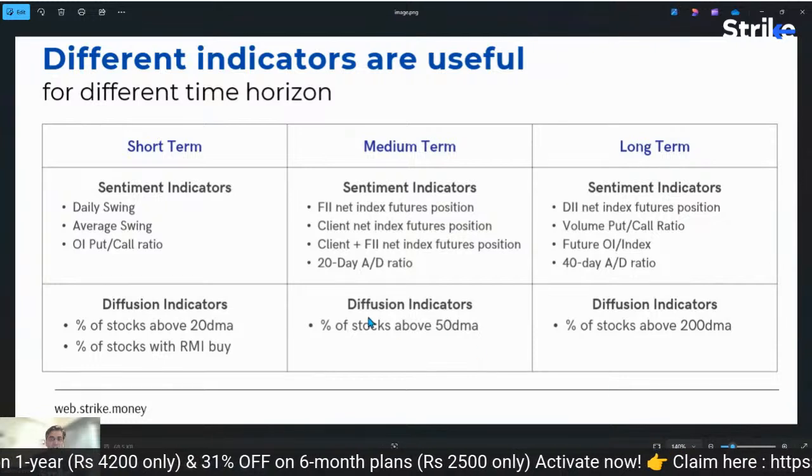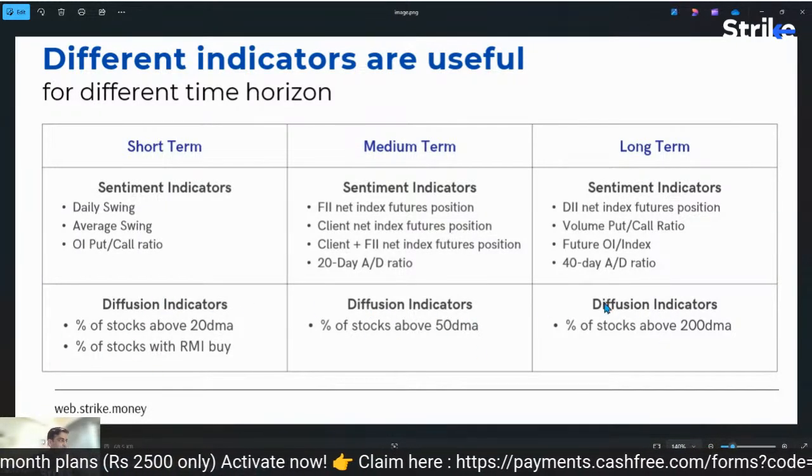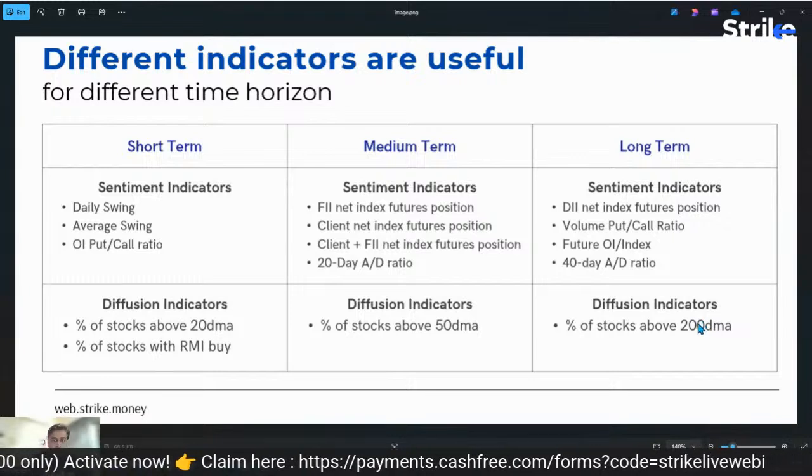Let me zoom. And you also have the diffusion indicators below over here. We will look at these diffusion indicators now in just a second.